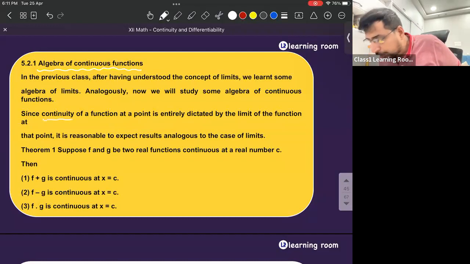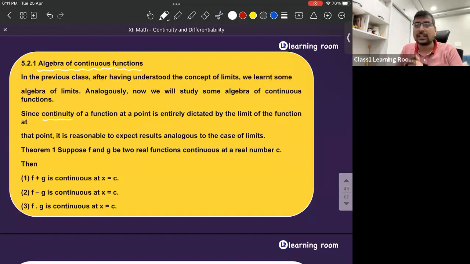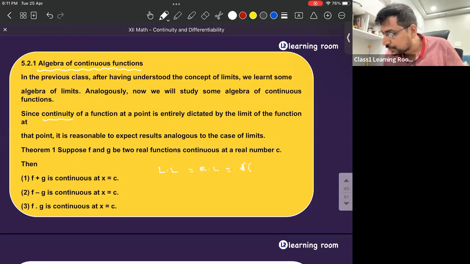By now, I hope everybody understood that whenever you're discussing the continuity of a function, you're trying to check whether the limit exists at that point or not. So what should happen? Basically, it's only one thing: left limit should be equal to right limit should be equal to the function value. So theorem 1 states something like this.